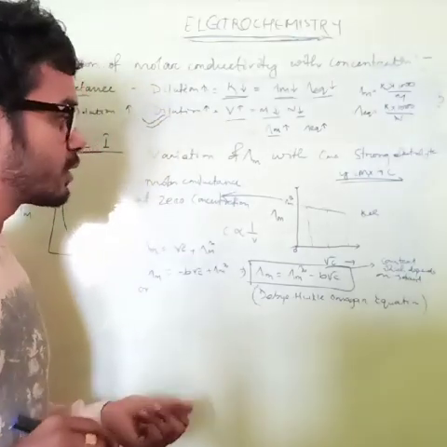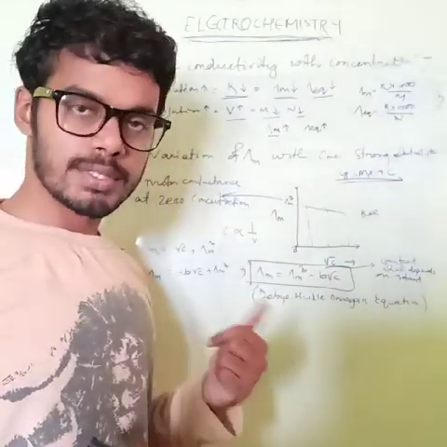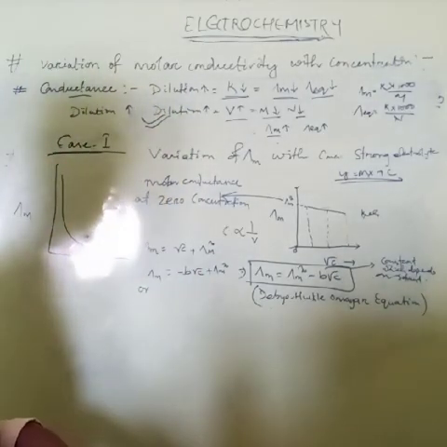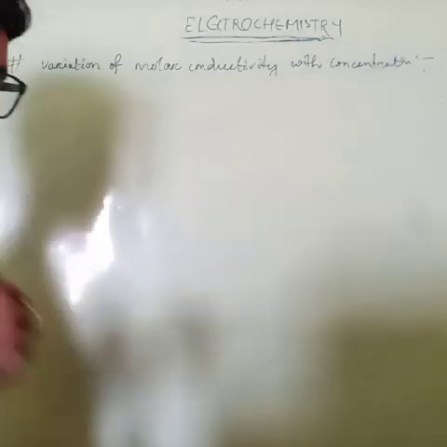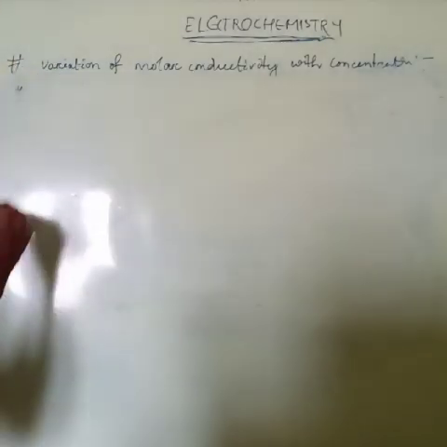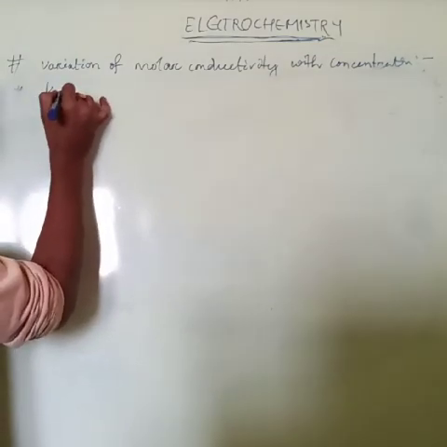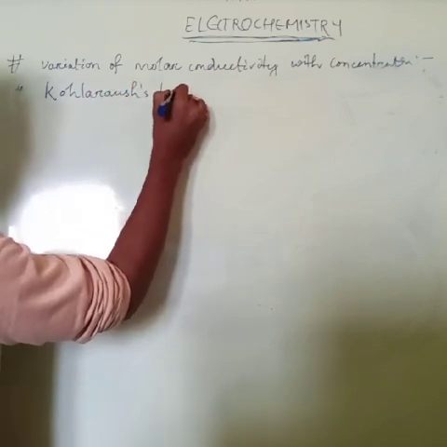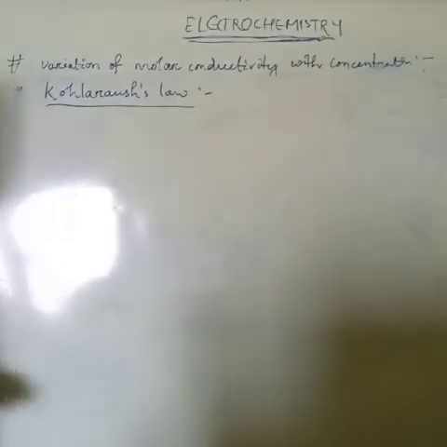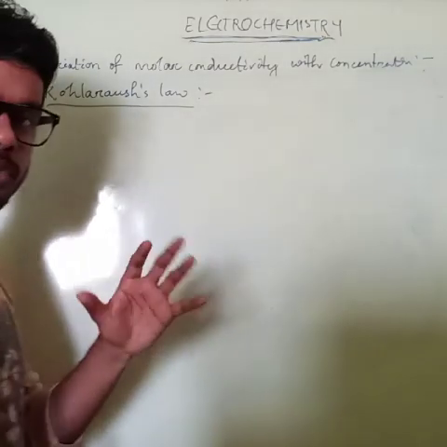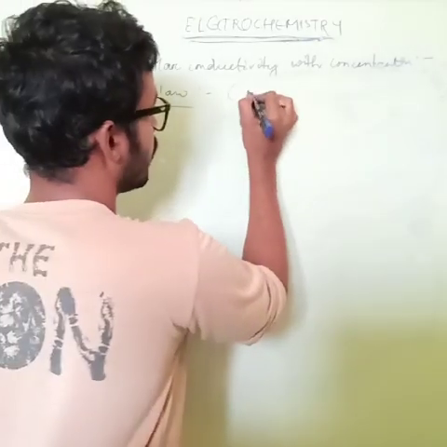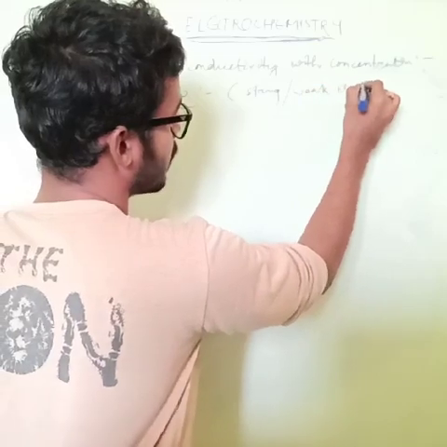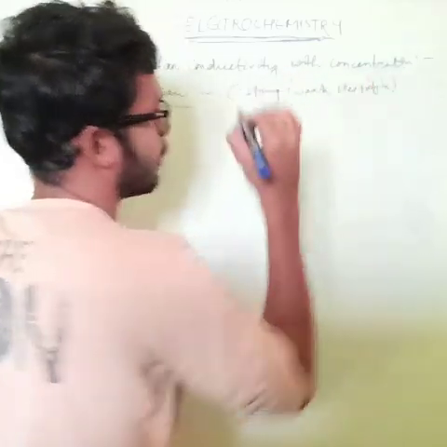Okay, so next, to resolve these issues, one more law is there, that is what? Kohlrausch's law. Okay, let me clean, we'll go to that part. So let's check Kohlrausch's law. Very easy law, very interesting. This is applicable for both strong and weak electrolyte. Very important also, from a board and competitive point of view.